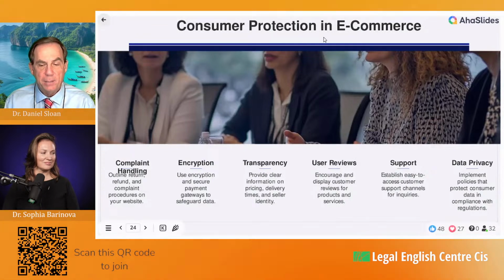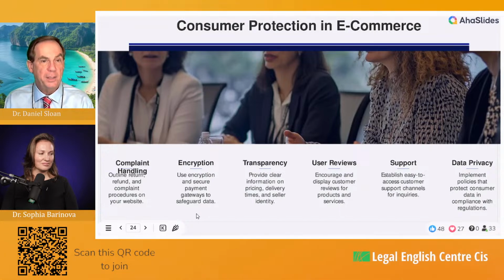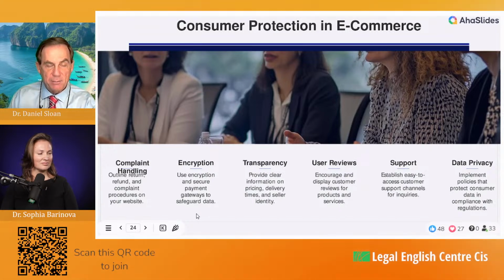Consumer protection in e-commerce. So what kind of protections can we provide, or are we responsible for the consumer? So complaint handling: online return, refund, and complaint procedures on your website. How do we ensure that if a complaint is made, and we want to allow people to make a complaint so that we can correct the system, especially if it's something that is illegal or unethical, so that they're heard and we can make those corrections rapidly. Encryption, and that's again getting back to the issue that you brought up earlier, Sophia, about making sure that privacy issues are not disclosed inadvertently or even intentionally. So use encryption to secure payment gateways to safeguard data.